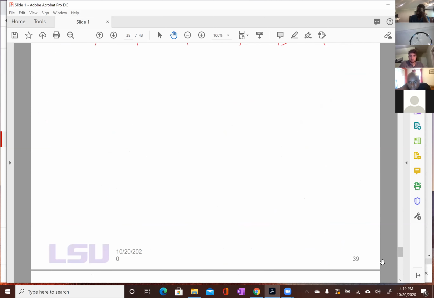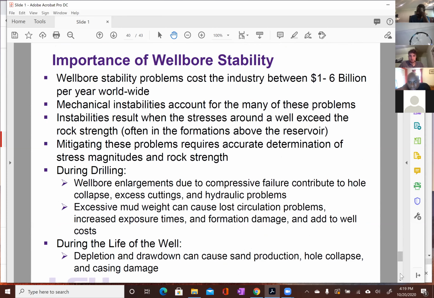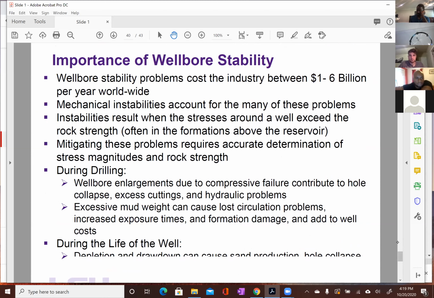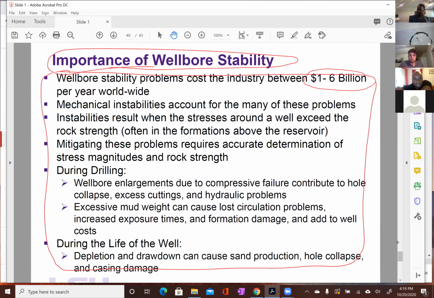And we'll be talking about that here. So, importance of wellbore stability. I'm not going to go into all of this because I already spent time on this in the videos. The important thing is wellbore stability costs you money.